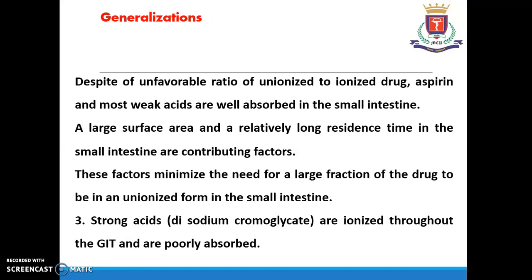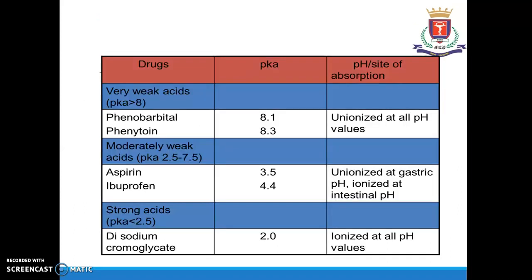Despite the unfavorable ratio of unionized to ionized form, aspirin and most weak acids will get absorbed in the small intestine because of the larger surface area and long residence time. The strong acids like disodium cromoglycate are ionized throughout the GI tract and will get poorly absorbed.